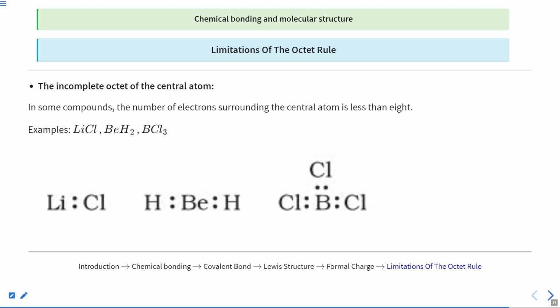LiCl, it is less than 8. BeH2, less than 8. BCl3, again less than 8. How is it less than 8? I am saying that it is less than 8.